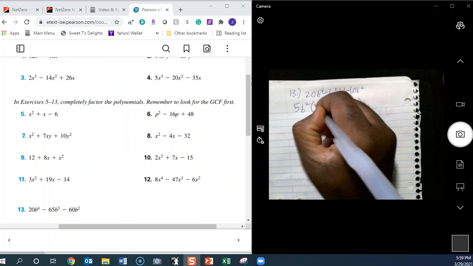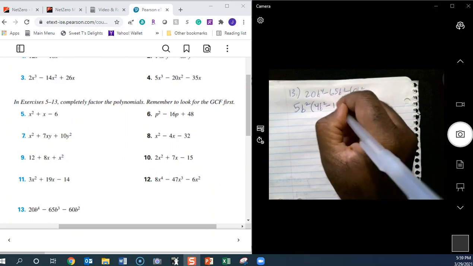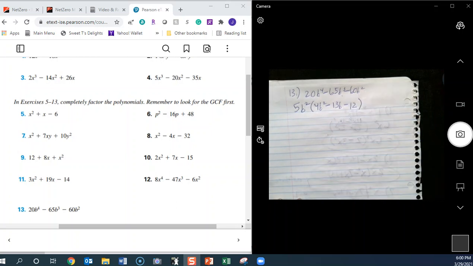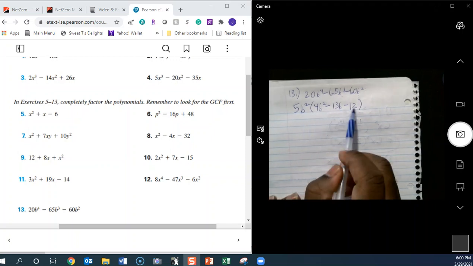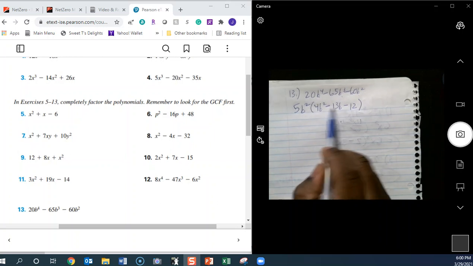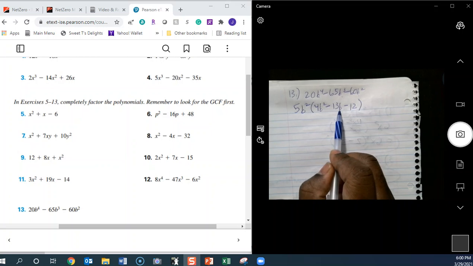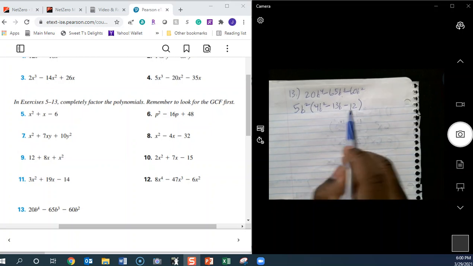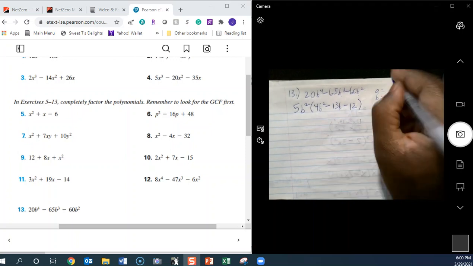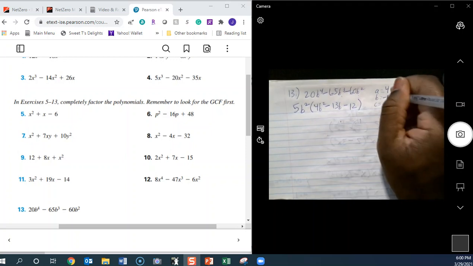So we divide all three terms by the 5b squared. So this will give us 4b squared minus 13b minus 12. Okay, now our next step. In our previous problems, we were done here. But if you look here, this is in that ax squared plus bx plus c form. So we could list our a, b, and c and see if this could be factored further. Our a would be 4, our b would be negative 13, and our c would be negative 12.